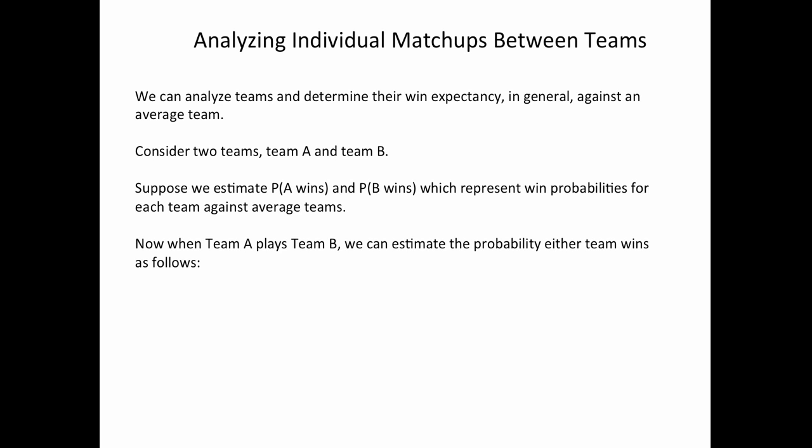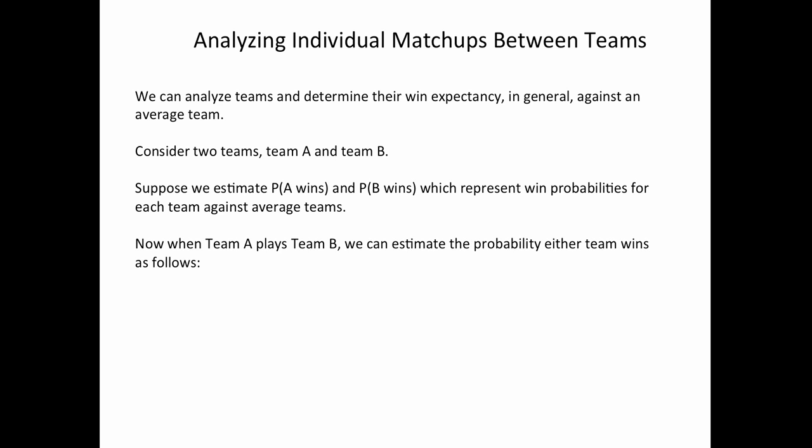But that's what I'm talking about: determining a team's probability of winning. You could begin with how many games they have won out of the total. So now let's consider two teams, Team A and Team B. Suppose we estimate the probability that A wins, for example, 60%, and the probability that B wins, let's say 65%. Let's say that those represent win probabilities against some average team. So that's what P(A wins) represents: the probability that A wins against an average team, and the probability that B wins against an average team.